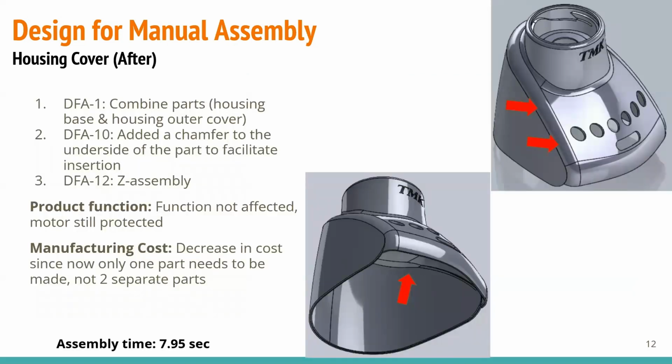The redesign combined the housing cover and housing outer cover. They were initially snap fit together. We added a chamfer to the bottom side of the assembly to ease insertion in the Z direction. The overall cost decreased when compared to the initial combined cost of the two separate parts.